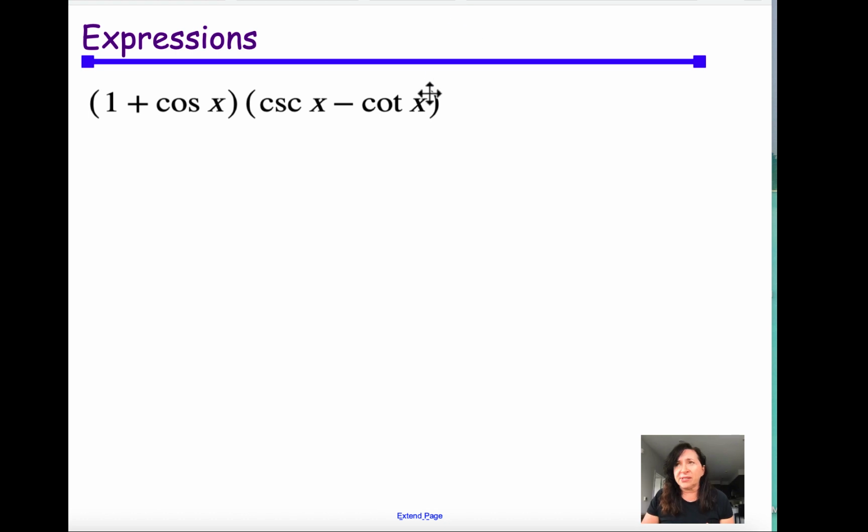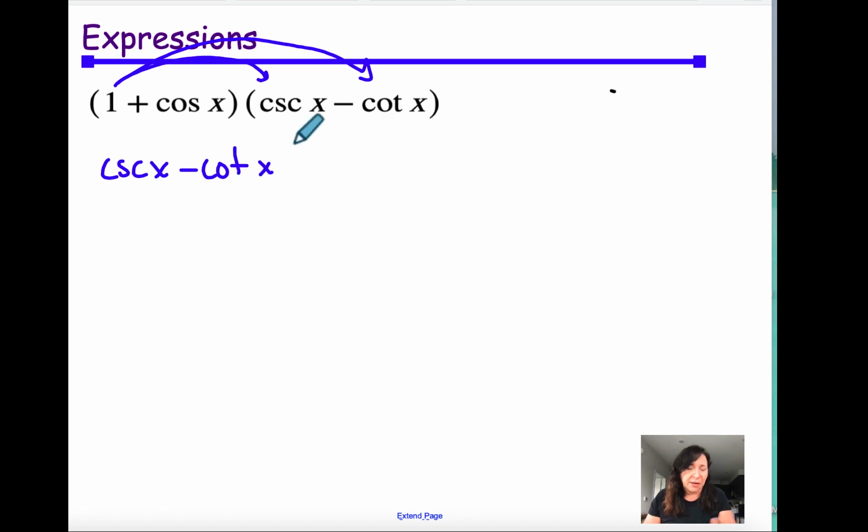I do want to just say that sometimes it's in your best interest to change everything to sine and cosine. However, in this case, I don't want to change this to sine and cosine because multiplying with fractions is hard enough. Let's not multiply with fractions if we don't have to. So we're going to go 1 times cosecant of x, which is cosecant of x. 1 times that, which is negative cotangent of x, is negative cotangent of x.